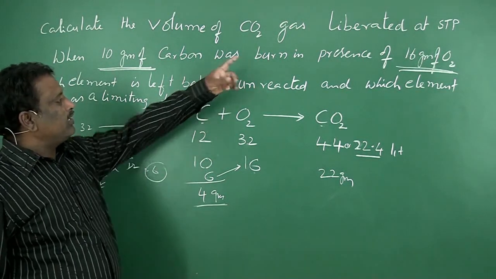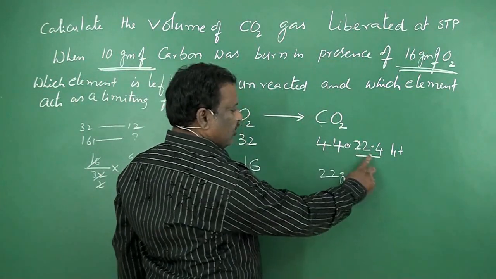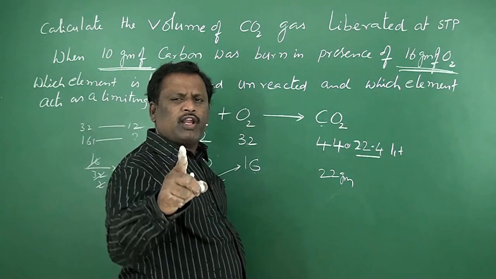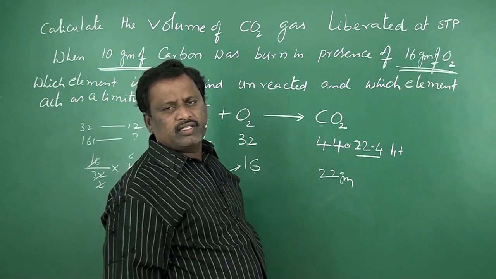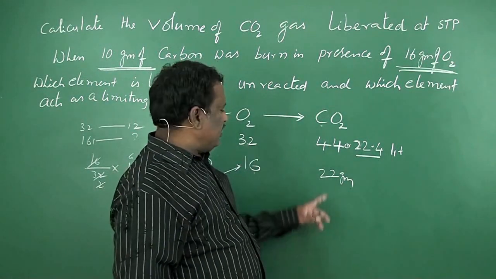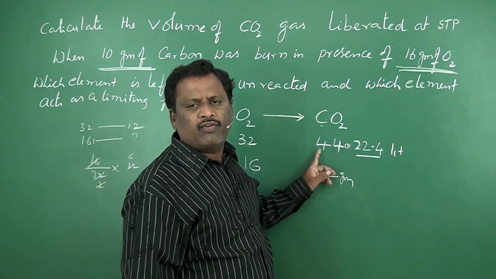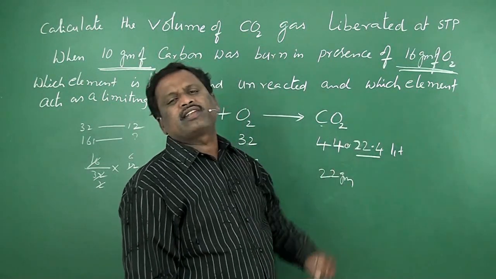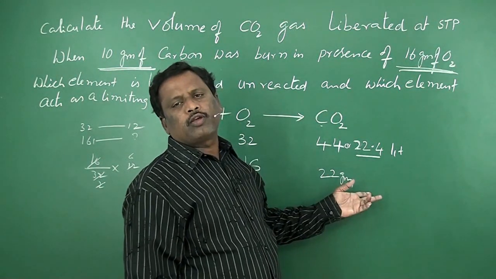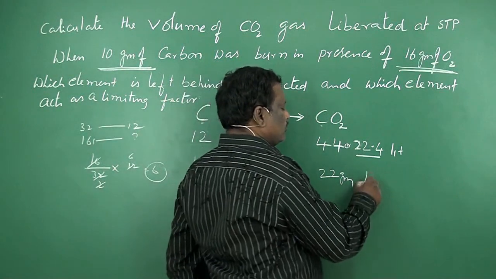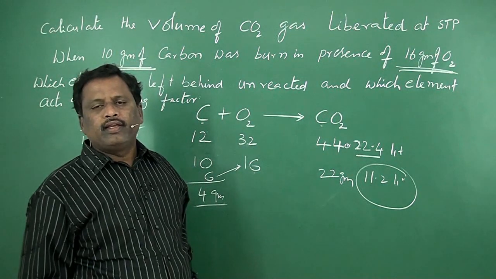But here they ask us about the volume at STP. Again the same thing. 44 grams is 1 mole of CO2. 1 mole of any gas at STP conditions will occupy 22.4 liters. But here we have only 22 grams. So 44 is the molecular weight of carbon dioxide, so 44 grams is its gram molecular weight. If 44 grams occupy 22.4, 22 grams will occupy half of it, that is 11.2. So this is the volume of CO2 liberated in the reaction.